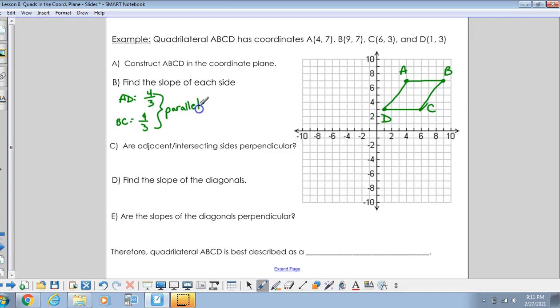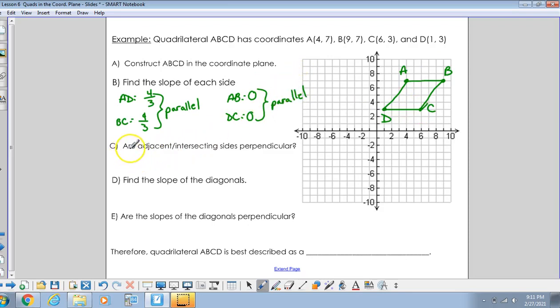Let's check the other ones. How about AB and DC? Well, both of those are just horizontal lines. So when we check this, how much are we rising? We're not rising any. So the slope of our horizontal line up here is 0. And the same situation with this bottom line down here, DC, that slope is 0. These two line segments, they are parallel. So we have both pairs of opposite sides parallel. We have some type of parallelogram.